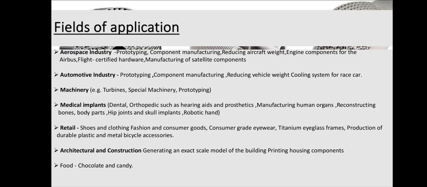And in the architecture field, if there is a big, large, huge building, then we can make a 3D drawing and a 3D print of that building, a low scale 3D model, by scaling it and printing it. And in the food industry, different types of chocolates, candy, and cakes can be formed by 3D printers.